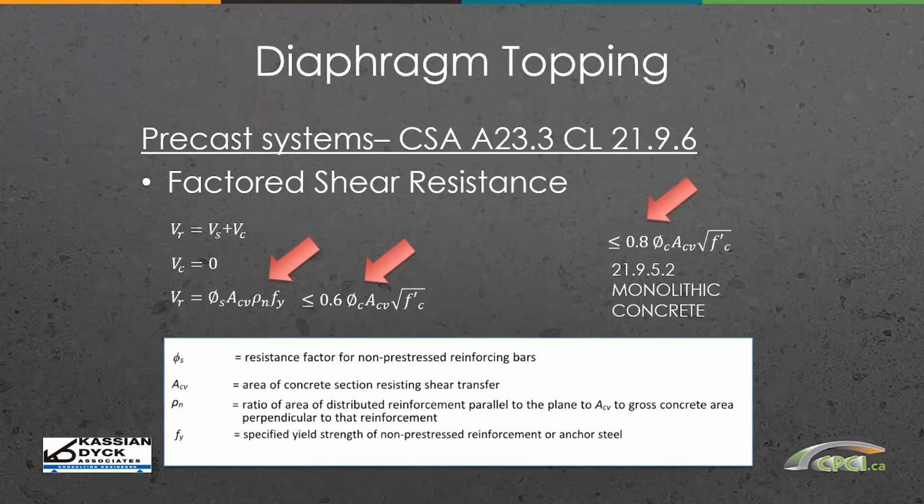So you can see that from 0.6 for a concrete topping to 0.8 for monolithic concrete, they've decided to have different maximum limits there in A23.3. But again, if you were designing more of what I'd say a concrete reinforced slab over top of the hollow core, perhaps the monolithic concrete approach would be more applicable.